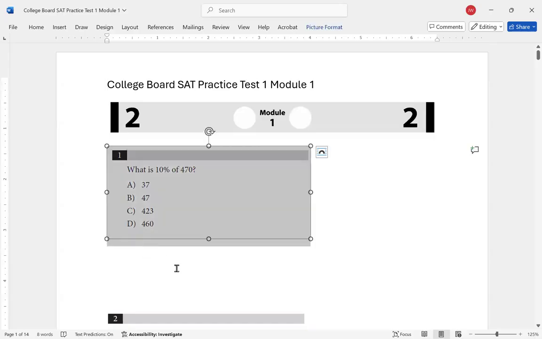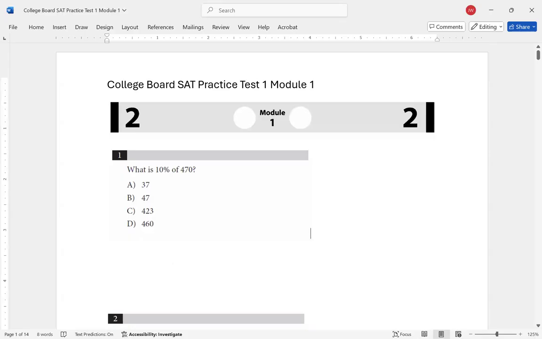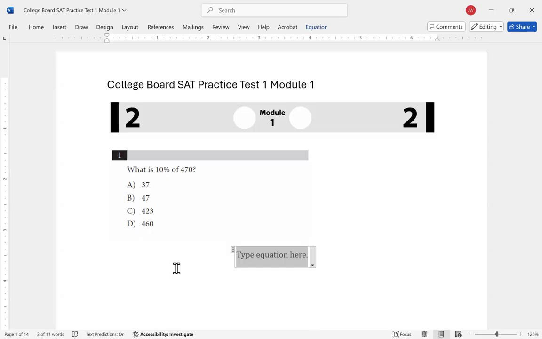Question number 1 says, what is 10% of 470? Well, we have to know that 10% of a number means I need to take 10% written as either a decimal or a fraction, and then multiply it times that number. So 10% of 470 is 0.10 multiplied times 470, you can use whatever notation you want. And you end up with 47. Therefore, the answer to question number 1 is B, 47.